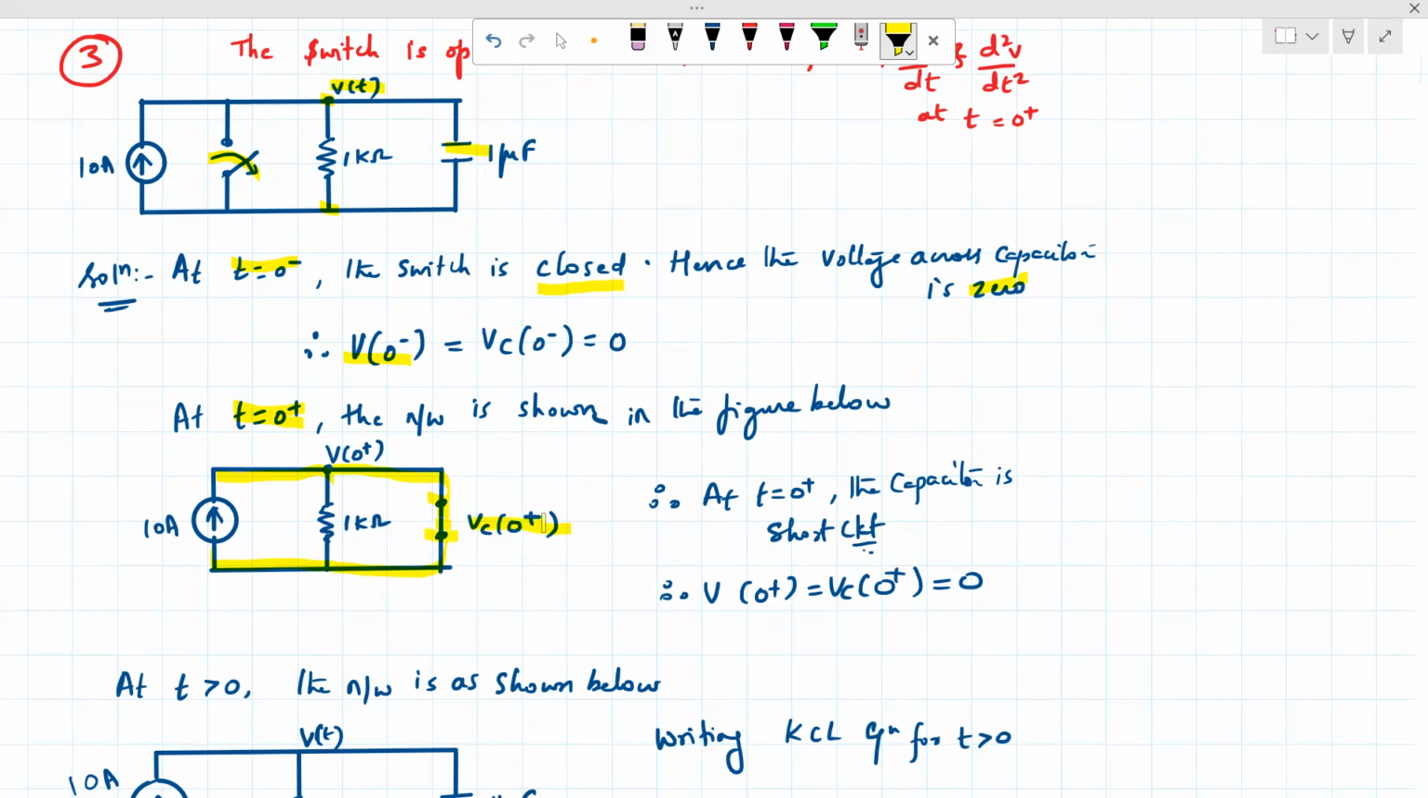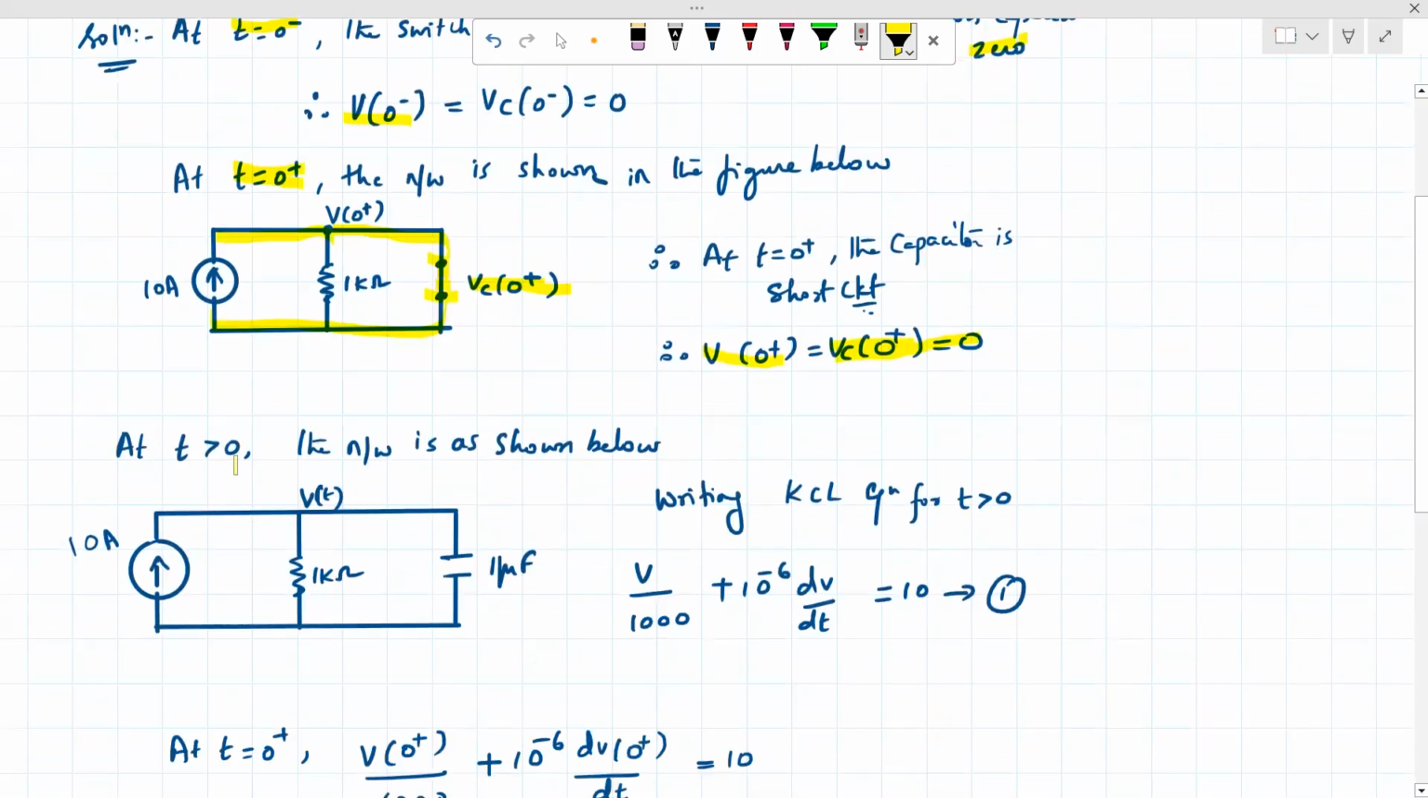VC of 0 plus is also 0 because as soon as the switch is opened, the capacitor will not get charged. The voltage which was there at t equal to 0 minus, the same voltage will be there at t equal to 0 plus. Hence VC of 0 plus is equal to 0.